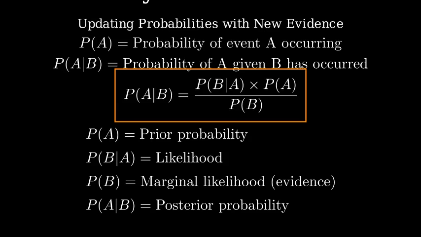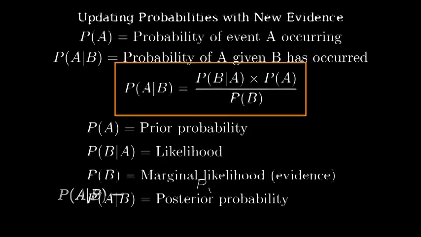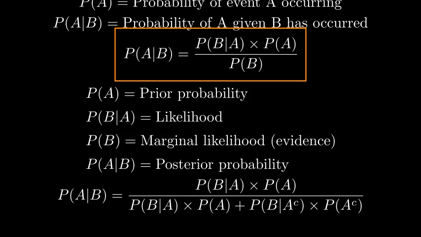We can also expand P(B) in the denominator using the law of total probability. If we have a set of mutually exclusive events, A and A complement, then P(B) equals P(B|A) times P(A) plus P(B|A complement) times P(A complement).